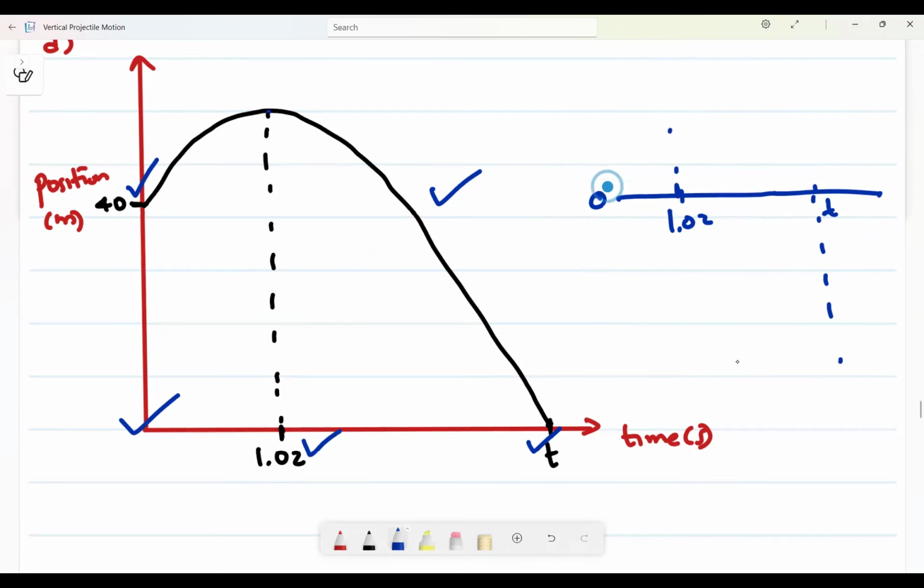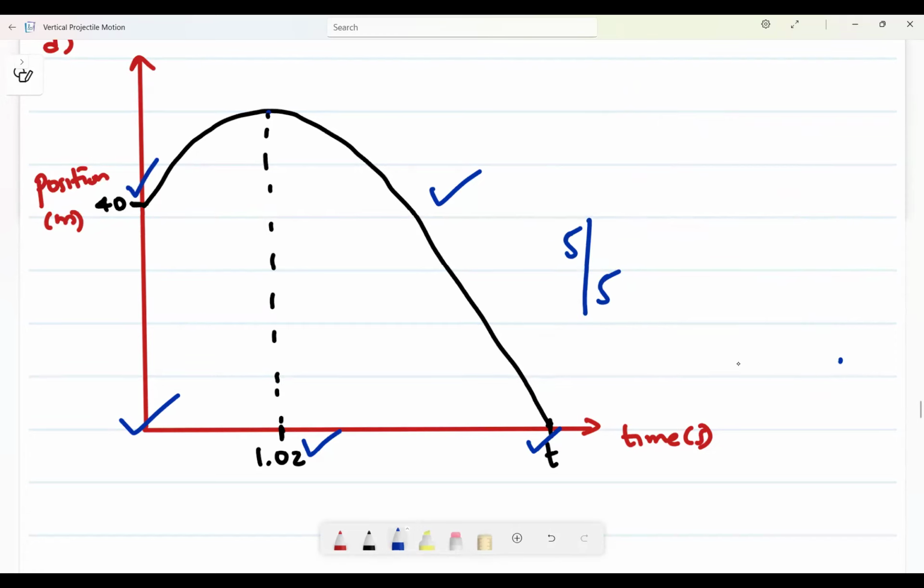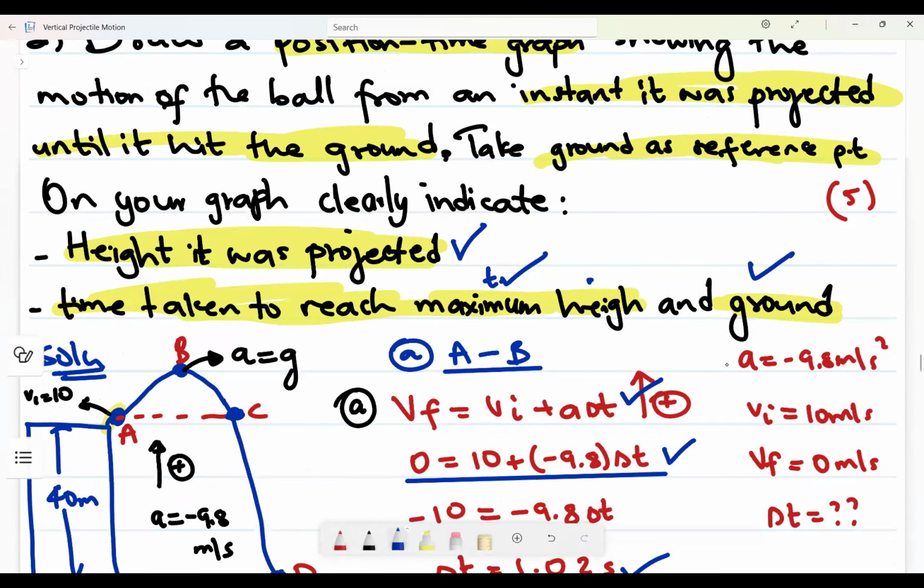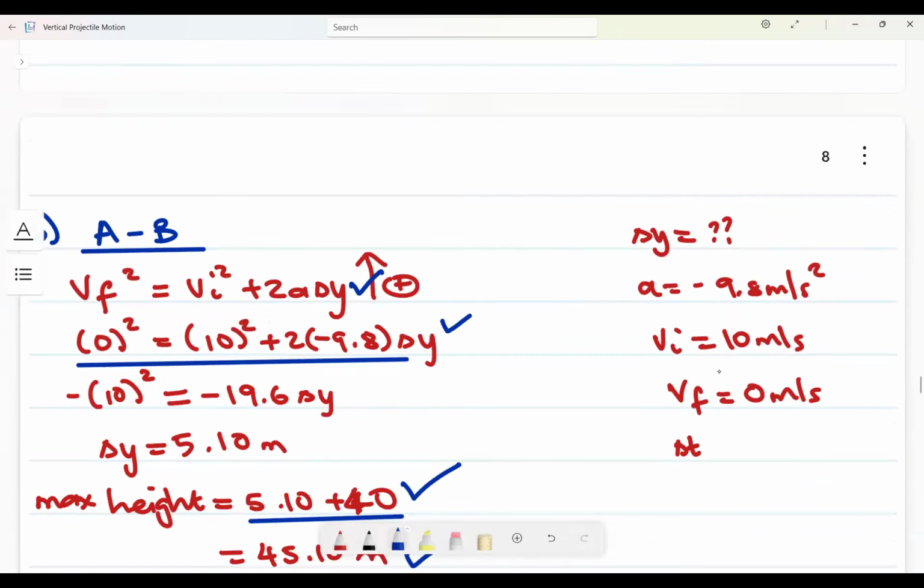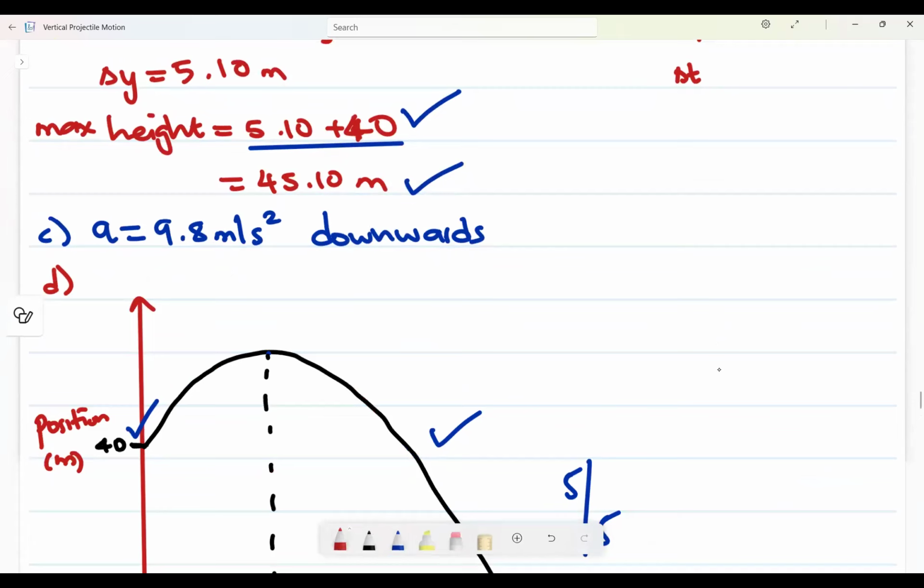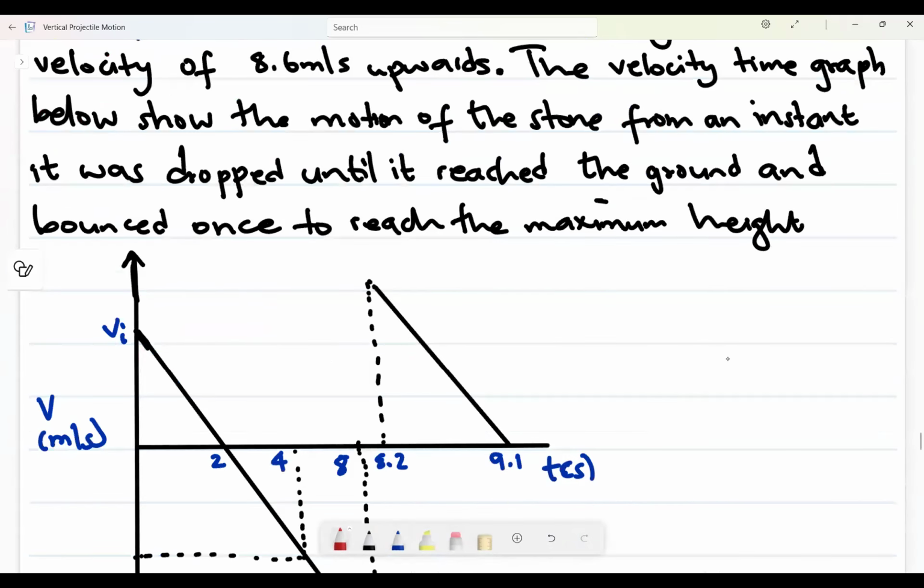You used the wrong reference point, but in this one you'll get your full marks because now you used the correct reference point, and you labeled everything that the examiner required of you. So here also 9.8 meters per second squared, a mark. Direction downwards, a mark. Let's move to our last example.